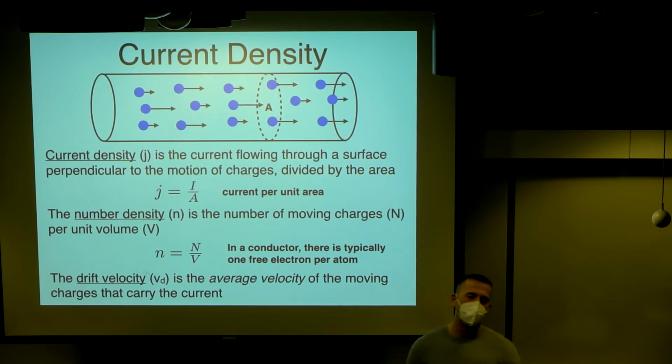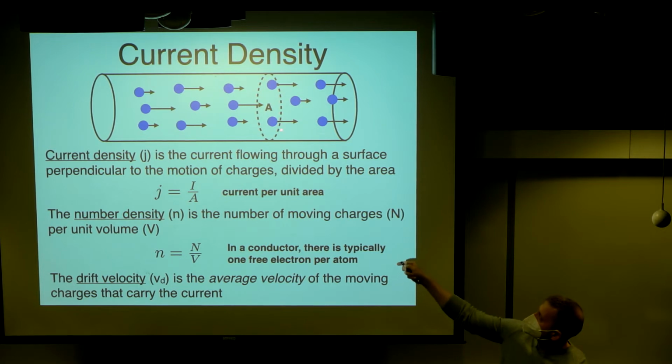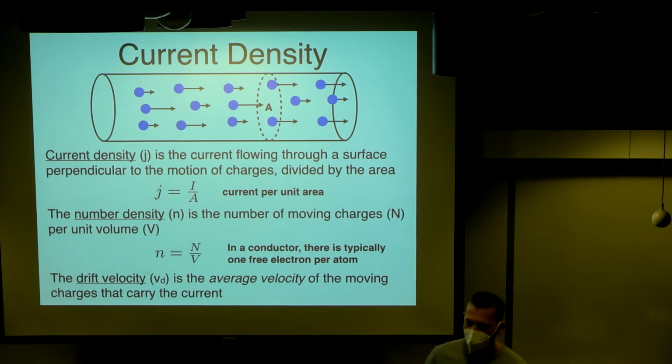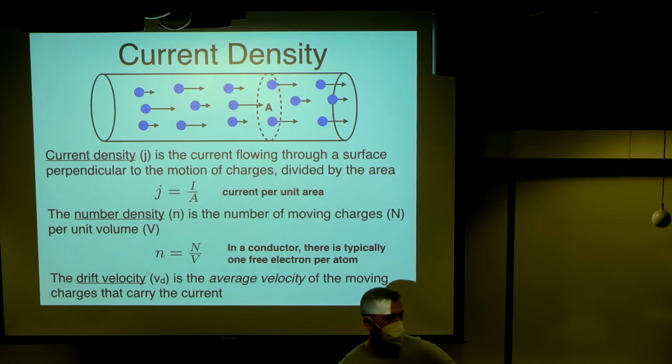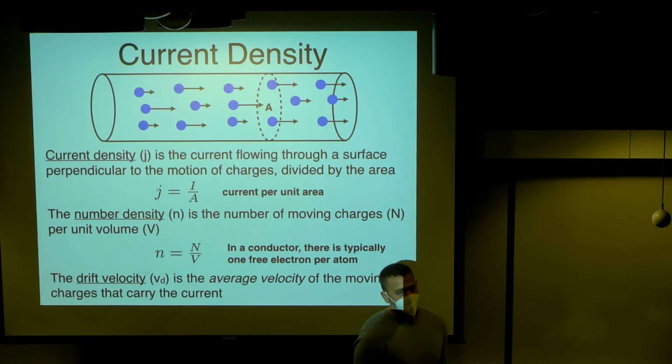But what does that actually mean? This picture should help us. Let's say we're dealing with free electrons moving through a wire, just as our typical example. If we take a cross-section of the wire, and most wires have a cylindrical shape, so this cross-section A is going to have a circular shape to it. We could ask the question, how many charges are moving through that area every second? What is the total amount of charge moving through that area every second? That would be what's called our current.